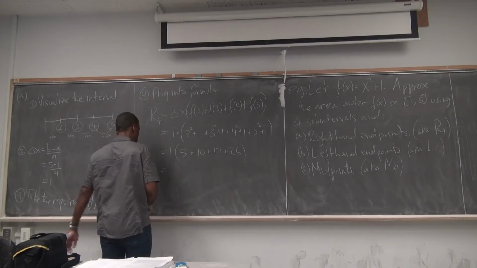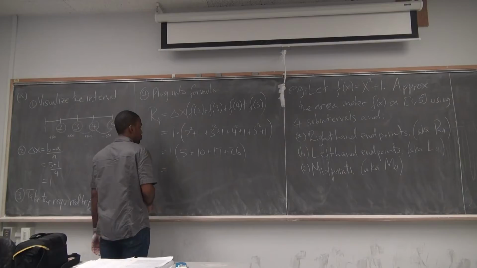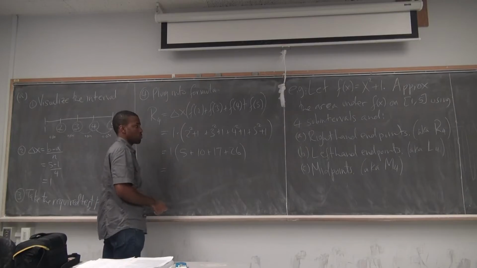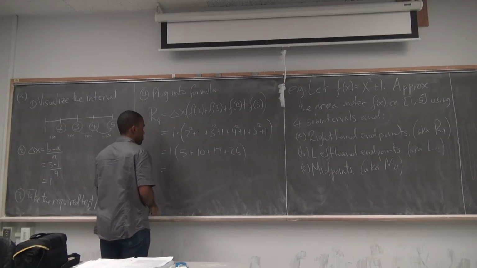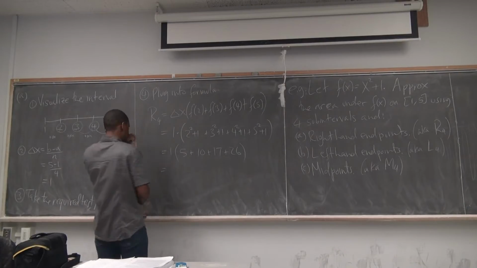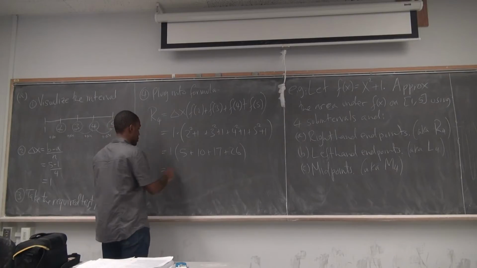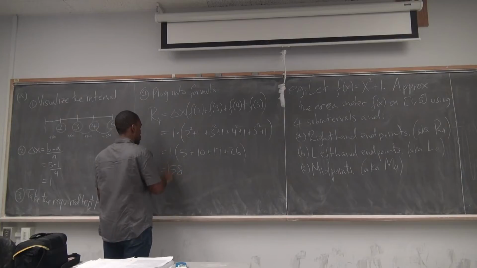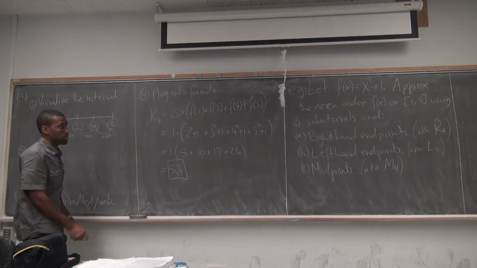What's that? Huh? 58. That's the approximation for the area using right-hand endpoints.